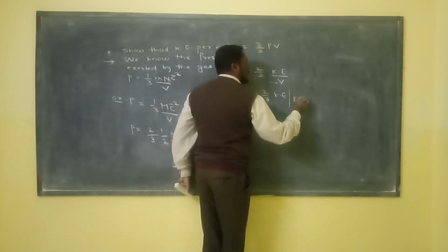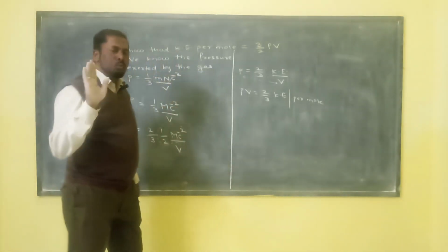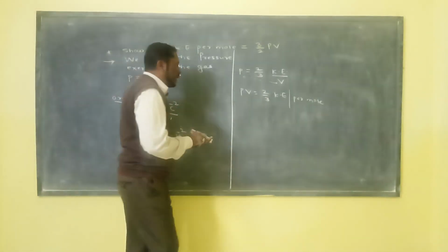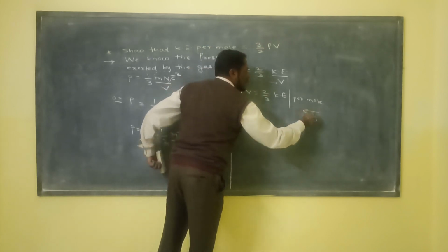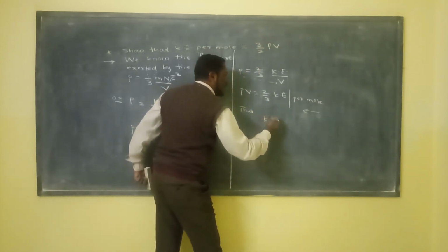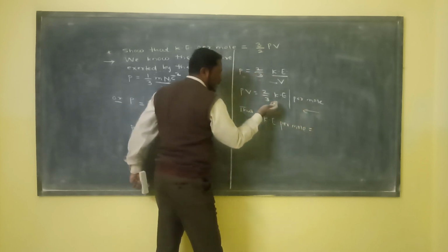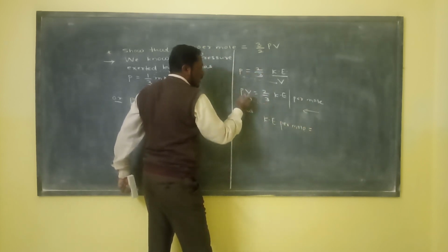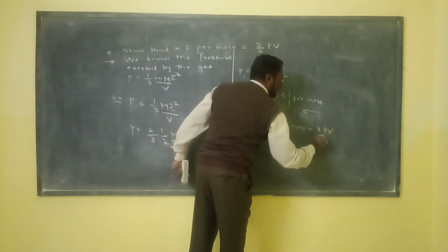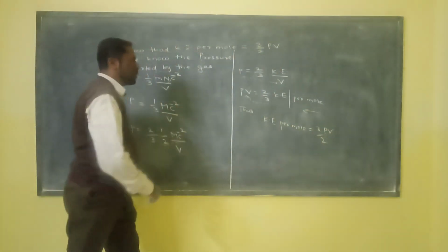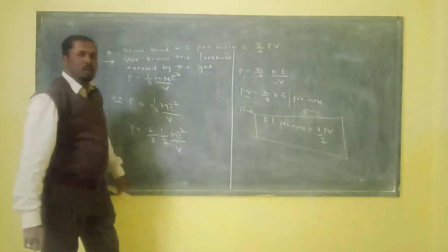Nothing else is there. We name it as per mole. Per mole, that is 1. So what can we write? Thus we are coming from this side. Thus kinetic energy per mole is equal to 3 PV upon 2. Hence the proof. Watch it carefully.